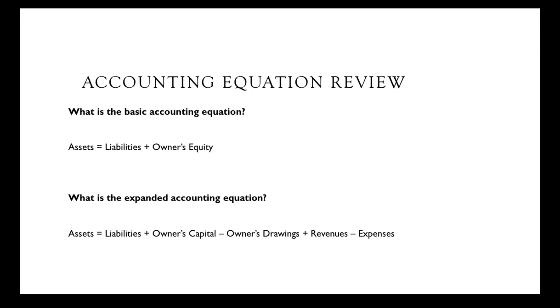One other thing to take a look at is the pieces that increase your owner's equity and the pieces that decrease your owner's equity. So owner's capital and revenues both make owner's equity increase. Owner's drawings, which is when an owner takes money out of the business for personal use, and expenses, those both make your owner's equity decrease. So again, it's very important that you remember both the basic accounting equation and the expanded accounting equation.